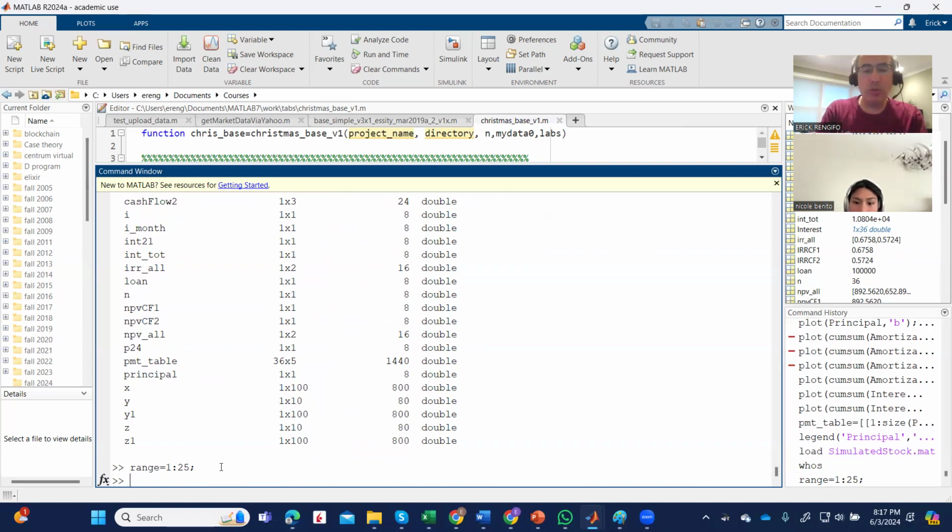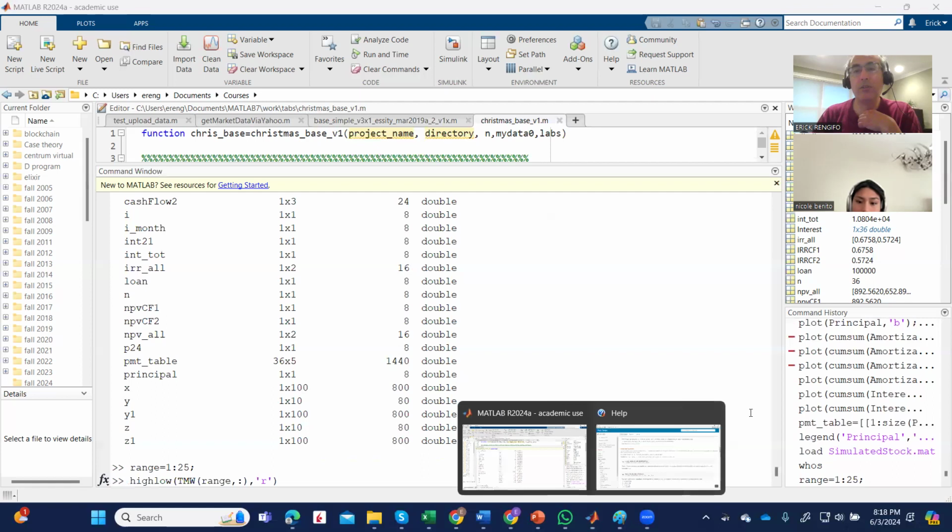Okay. And what I will do is I will do high-low. This is a MATLAB command. It's the high and the low. I will explain it to you. TMW, the variable that I have is TMW, yes or no? Yes, TMW, just of range, all columns. And then perhaps I will do this red. And I want to close this graph.